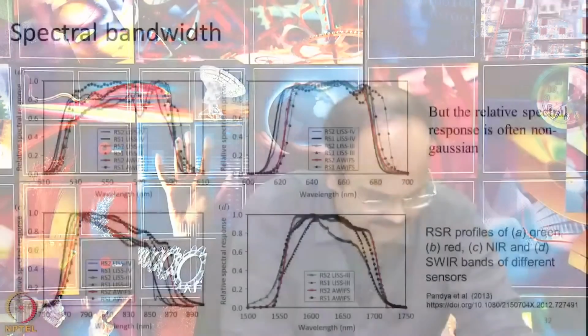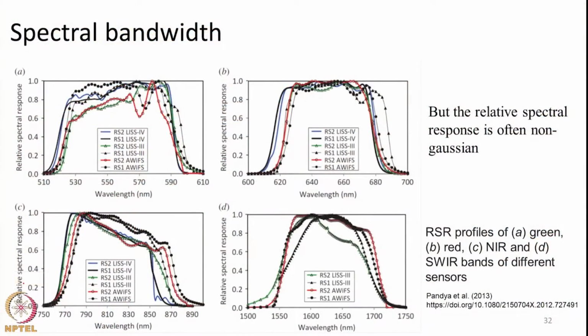In reality, it is not possible for all the sensors. An example is given in this particular slide. This is the relative sensor response of different bands of sensors: this is for the green band, this is for the red band, this is for the NIR band, and this is for the short wave infrared bands, for different sensors. The sensor names are listed here.